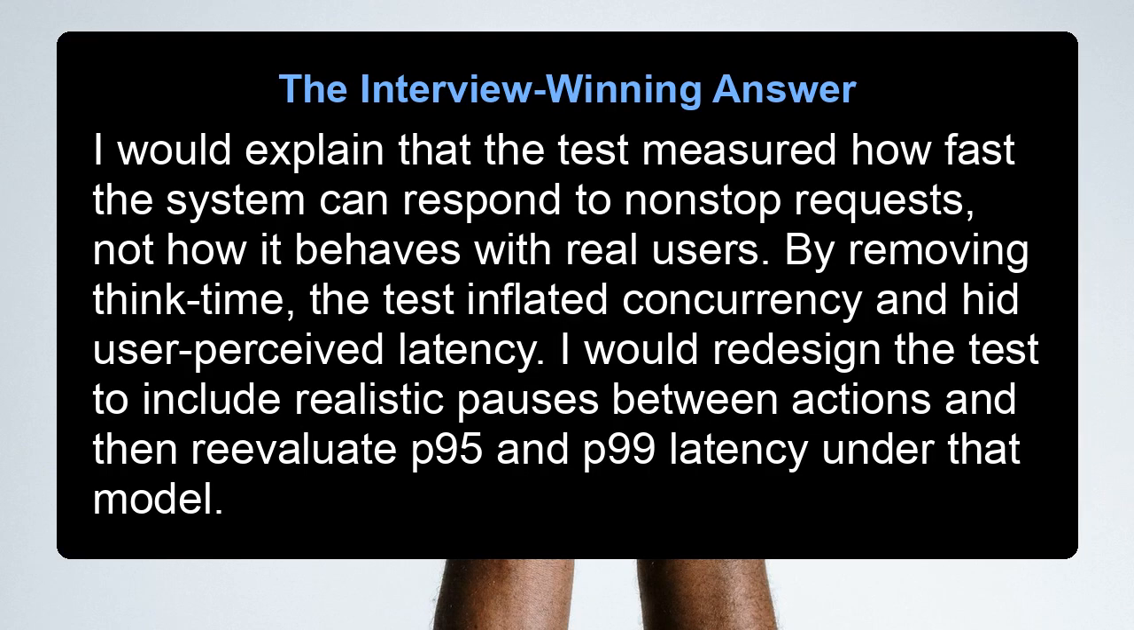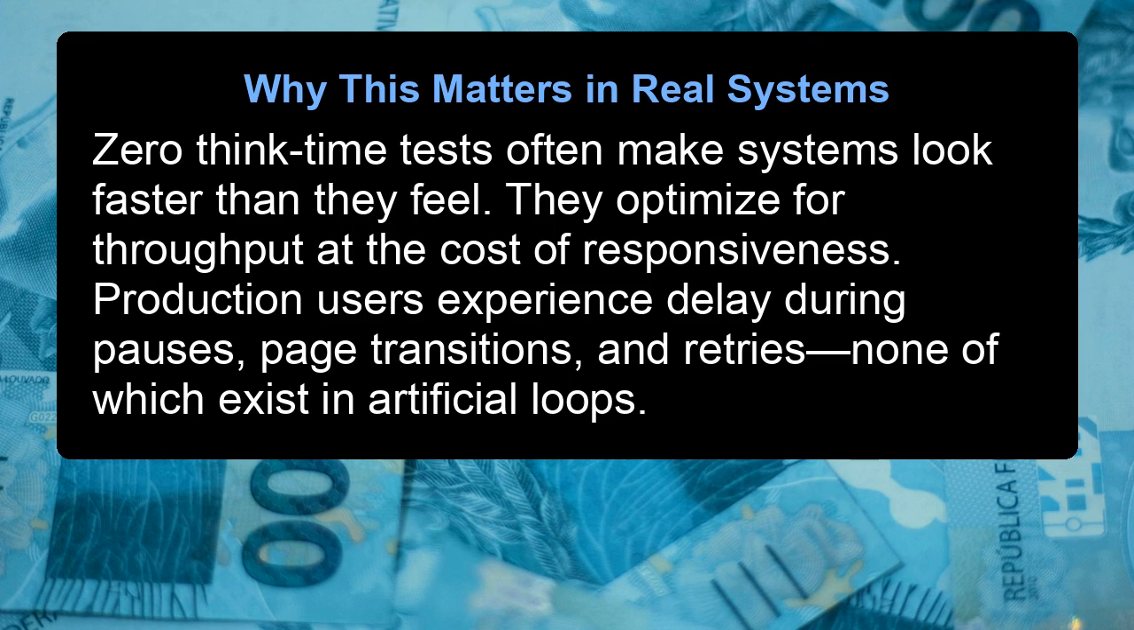The interview-winning answer. I would explain that the test measured how fast the system can respond to non-stop requests, not how it behaves with real users. By removing think time, the test inflated concurrency and hid user-perceived latency. I would redesign the test to include realistic pauses between actions, and then reevaluate P95 and P99 latency under that model. Why this matters in real systems.